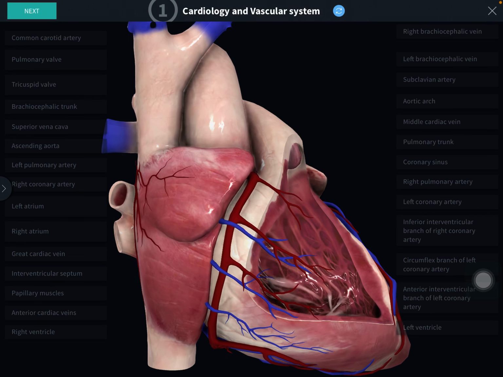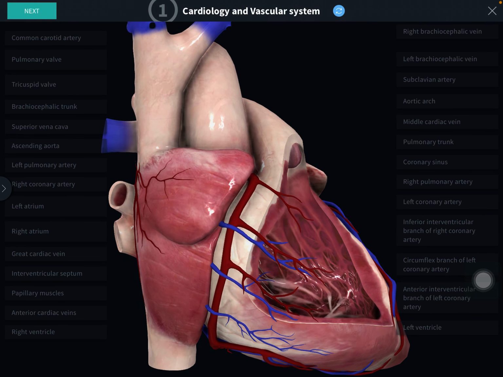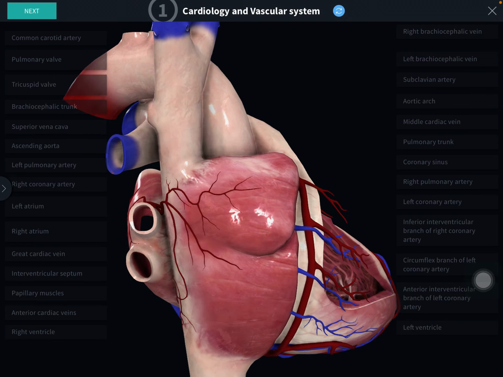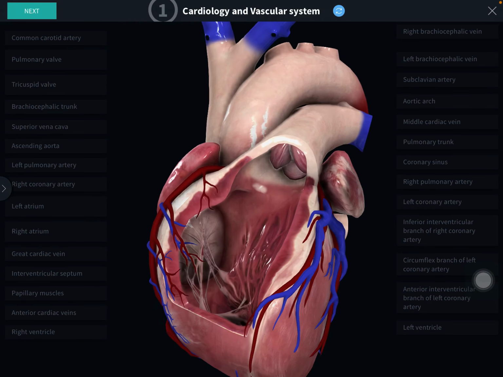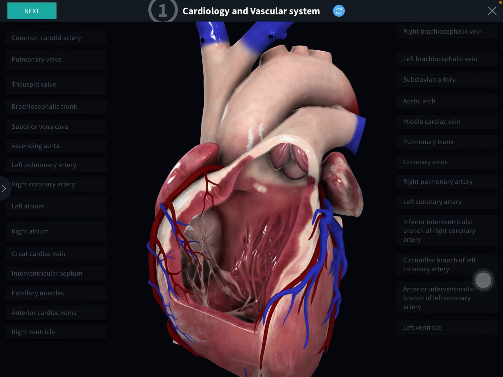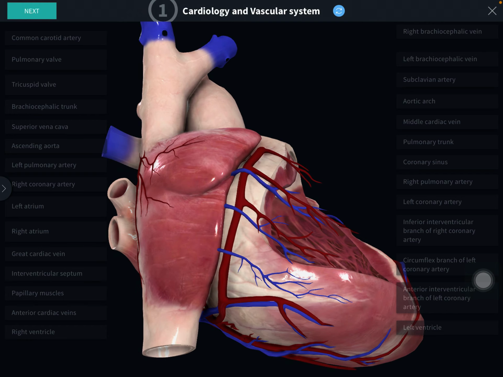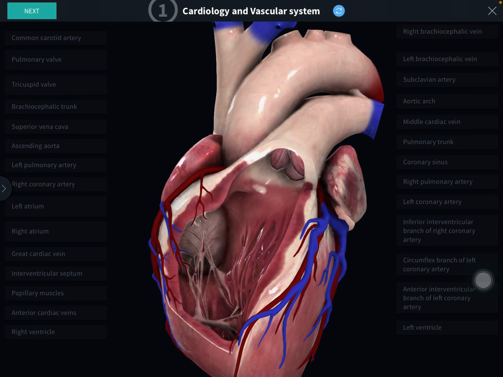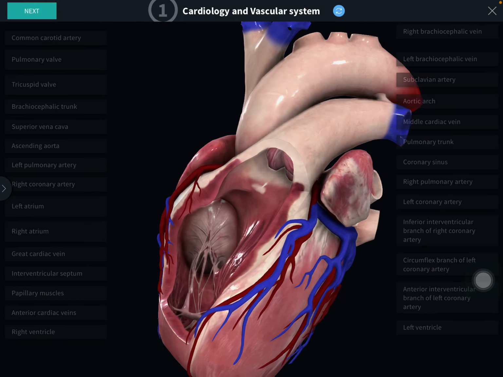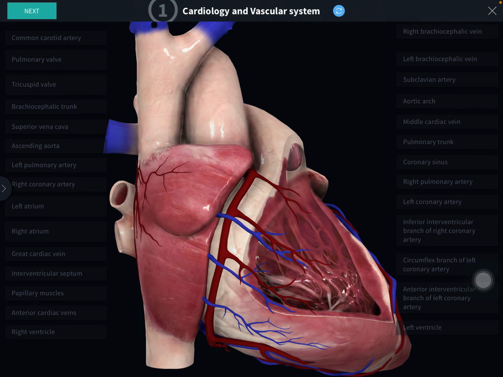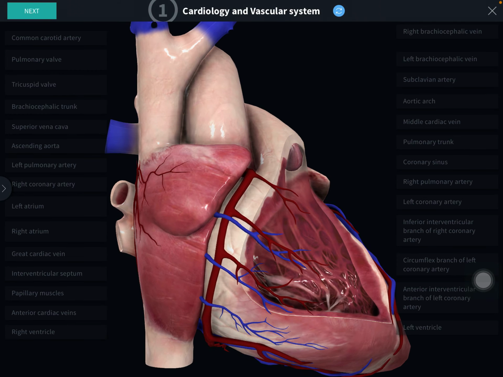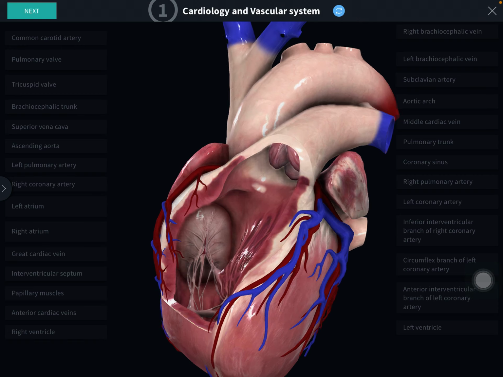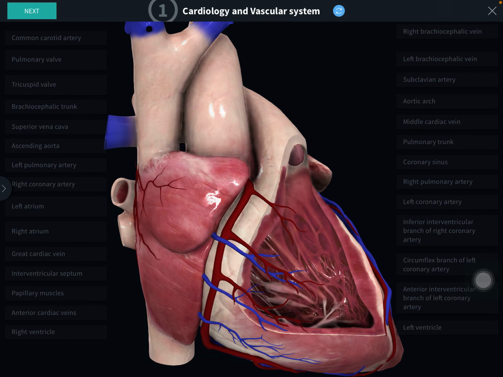Now the sternocostal surface. It is directed forwards and upwards, separated from the base by the right border, and from the left surface by the left border. This surface is formed by all the four chambers: anterior surface of the right atrium and its auricle, a part of the anterior surface of the left auricle, anterior surface of the right ventricle, which is 2/3, and anterior surface of the left ventricle. So this is the sternocostal surface. Here the right ventricle is open.